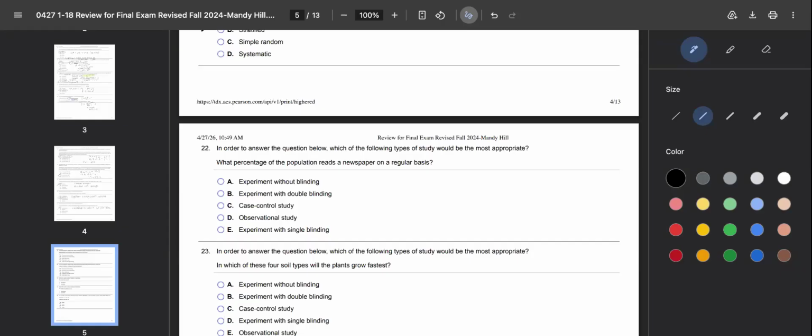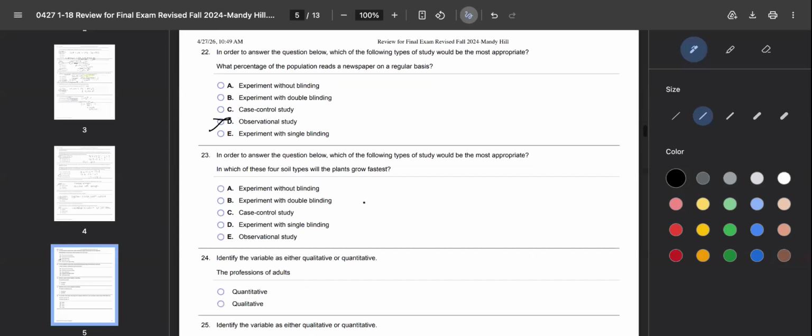And then an experiment, well, we know it's not an experiment. So it's got to be an observational study. We can observe somebody reading a newspaper. The people that are taking the survey could observe whether they're reading the newspaper or not, but it's not an experiment and it's not a case control study.